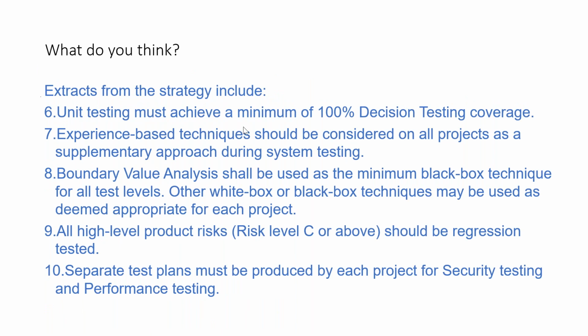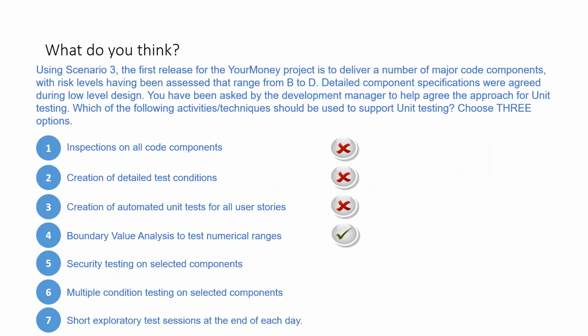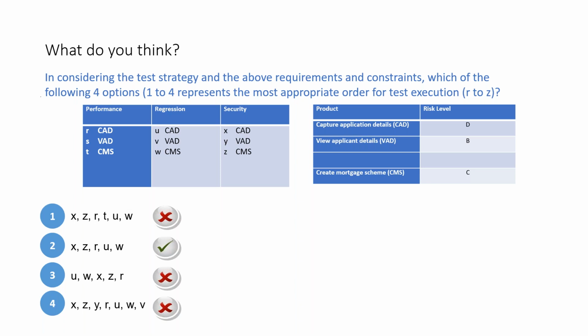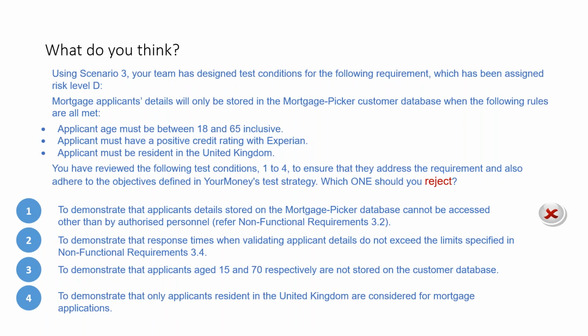Unit testing must achieve a minimum of 100% decision testing coverage. Already you have put a very strict strategy. 100% decision testing coverage you are doing. If you achieve that, a lot of problems will be solved. Maybe the team is not doing it. So the strategy is already talking about it.